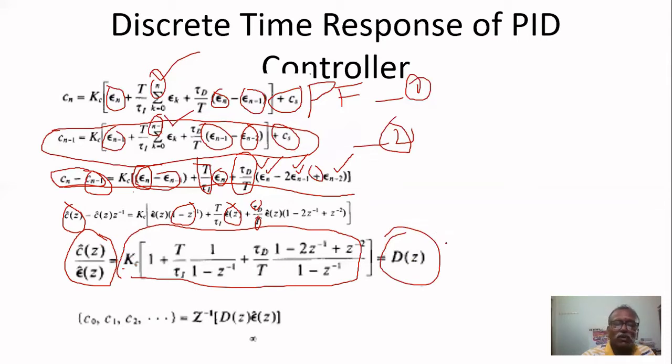To find the step response for this, you can multiply by 1 by Z power minus 1 and find the Z inverse. Then you will get the controller output at each sampling instant, as n varies from 0 to infinity.